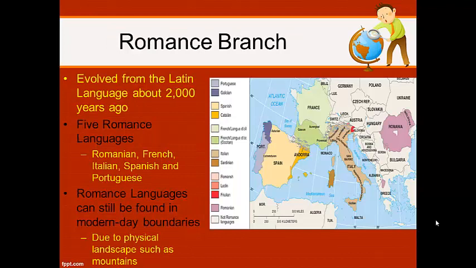All right, another branch, the Romance branch, which many of you might actually be familiar with. Now, the Romance branch evolved from the Latin language about 2,000 years ago, and the 5 Romance languages are Romanian, French, Italian, Spanish, and Portuguese. Again, something you might be familiar with. What's interesting about the Romance branch is that you can actually find these languages in the same boundaries they were spoken in about 2,000 years ago, even today. The main reason why is that the physical landscape blocked many people from traveling between these countries, and thus a little bit of isolation occurred as well.